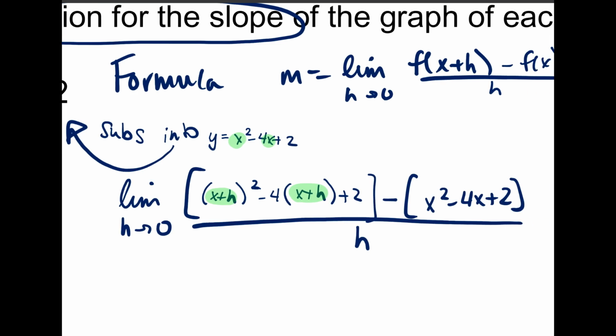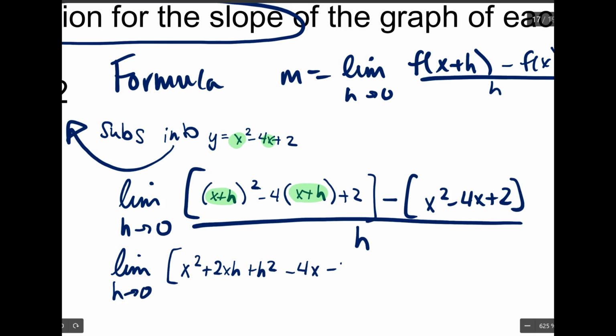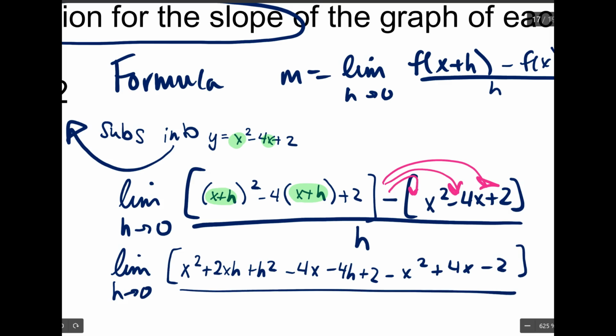Okay, so now is the fun part of Algebra 2 where we FOIL and combine and simplify like terms. That was recorded. Okay. x squared plus 2xh plus h squared plus 4h minus 4x plus 2. And don't forget to distribute the negative. Okay. Distribute the negative. Minus x squared plus 4x minus 2.